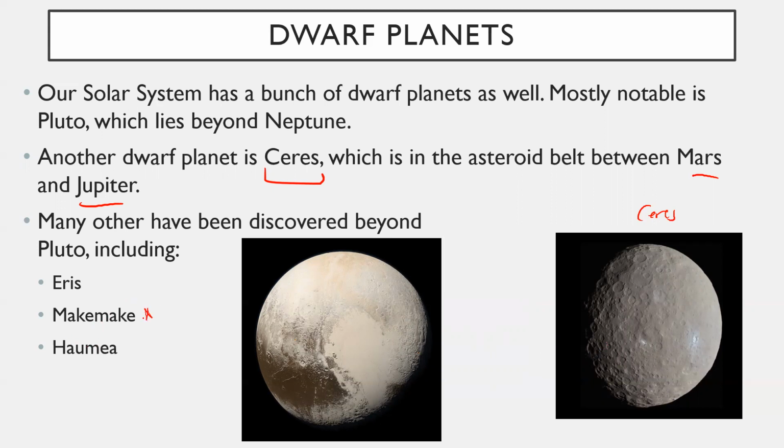I love the name of this one. It's Makemake. That's also way out there. And this one, I believe, is pronounced Haumea. Pretty sure that's how you pronounce that, Haumea. It's also way out there, right? And they're all dwarf planets.